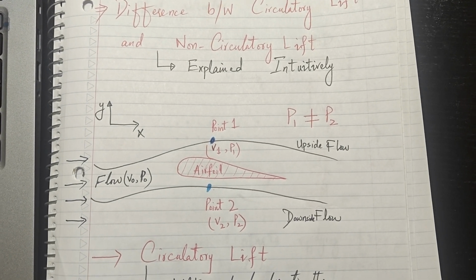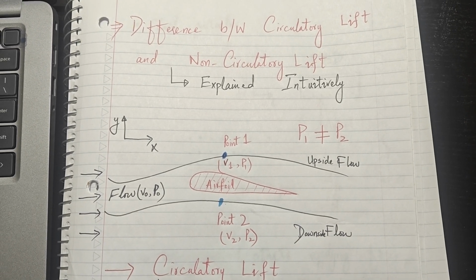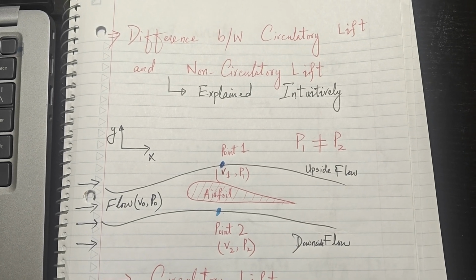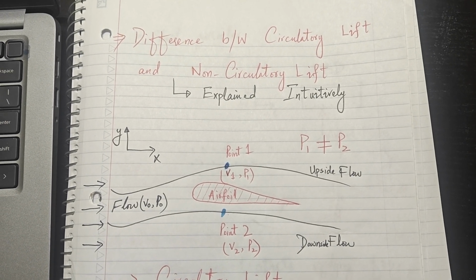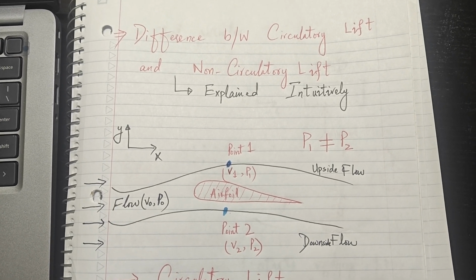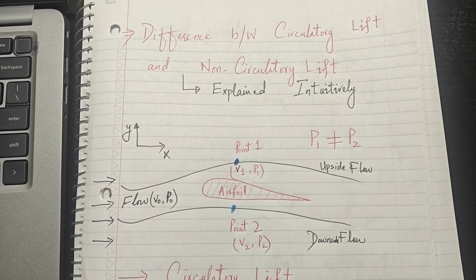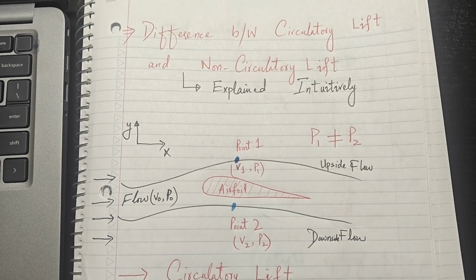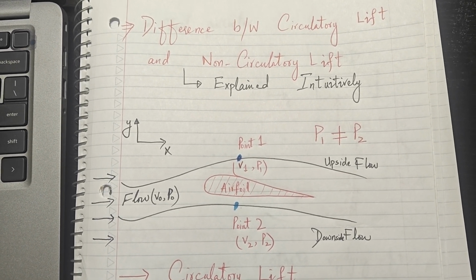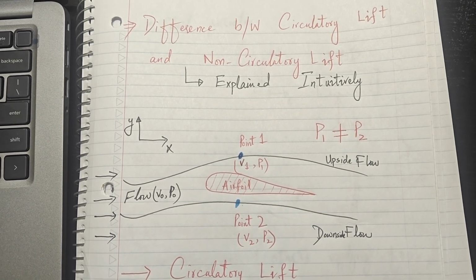So, assume there is a flow coming from the left of the airfoil, having the properties of V naught and P naught. V naught represents the velocity, and P naught represents the flow pressure. After hitting the airfoil, that flow would get split into two portions, upside flow and downside flow. If you take two points, one point on the upside flow and one point on the downside flow, these two points would have different velocities, and ultimately they would have different pressures. That pressure difference is going to create a lift force in the y direction on the airfoil.